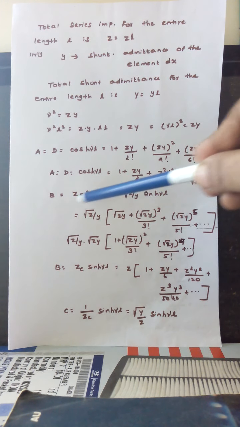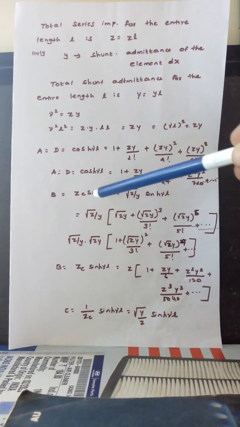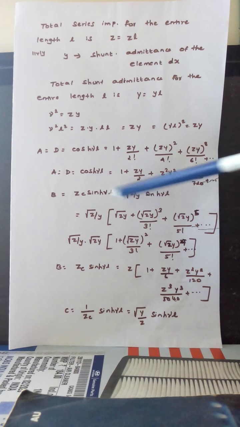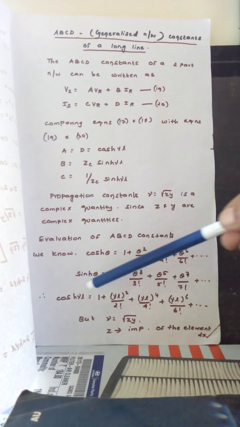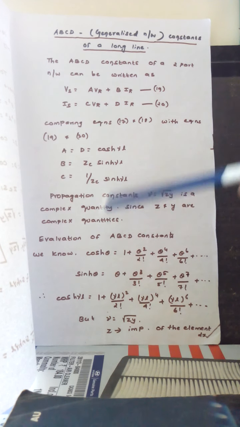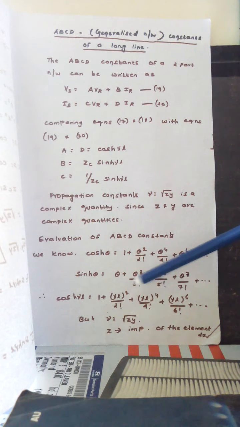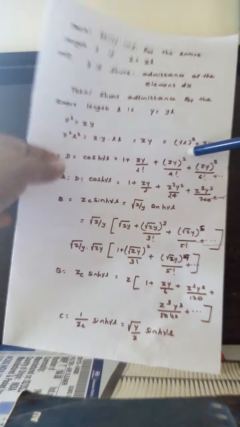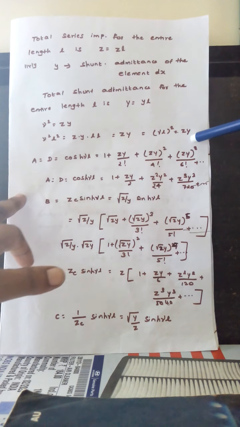Similarly B equals Zc into sinh γL. Here Zc is the characteristic impedance, that is root of z by y, and then sinh γL. Again here the sinh γL we can write, where θ will be replaced by γL, correct? So we'll get γL plus (γL) whole cube by 3 factorial. Already we know (γL) square is nothing but ZY, so γL is nothing but root of Z into Y, correct?